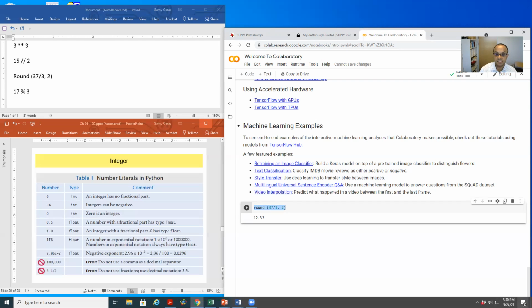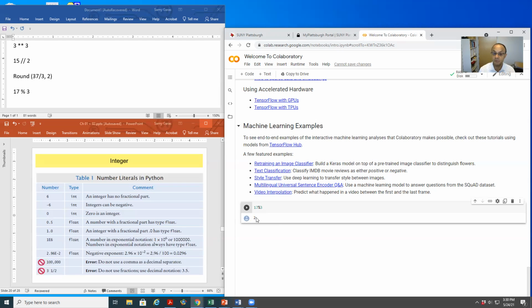Finally, we can say here 17 percentage sign 3, and here we get 2. What does it mean? This is what we call modulus in Python. This means if we divide 17 by 3, then we get 5.2. It means we get 5 threes, which equal 15, and the remainder 2 to make 17 is the number we get here.